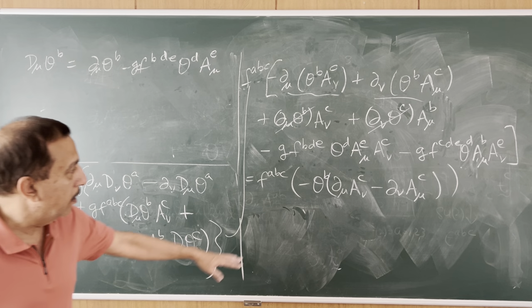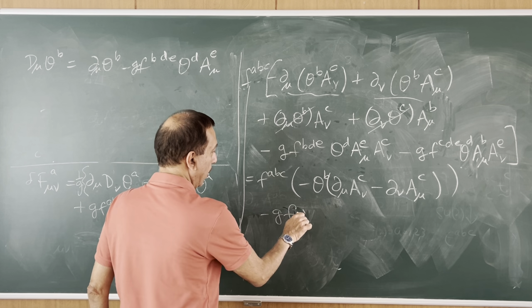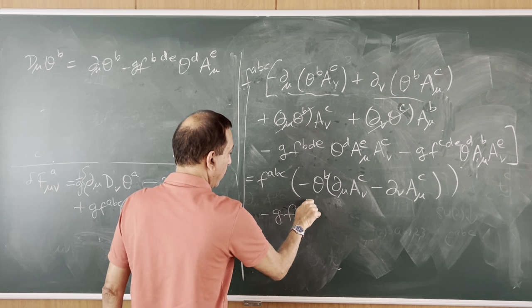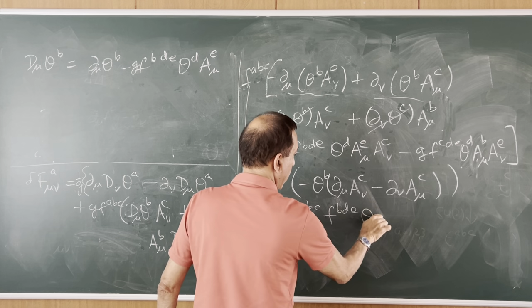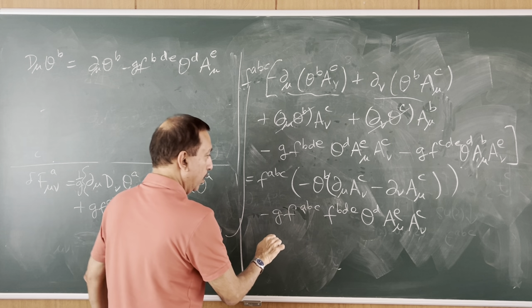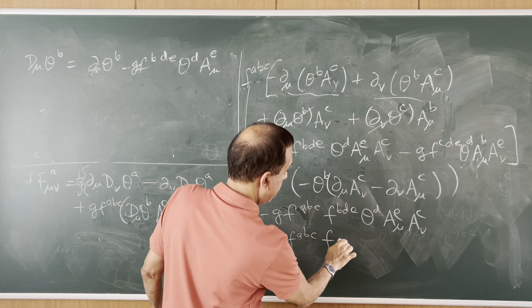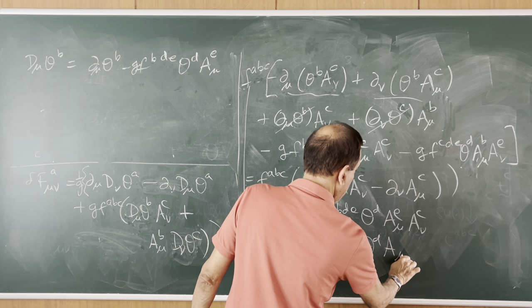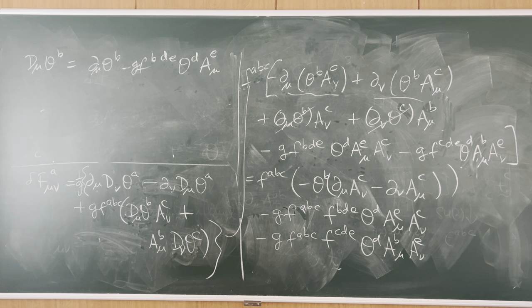Okay, so this is this term, but I still have to write the last term. And that's just, I will just copy it, f. So this last term is minus g, then this f, and minus g, FABC, FCDE, theta D, A mu B, A mu E. And that's the correct answer.